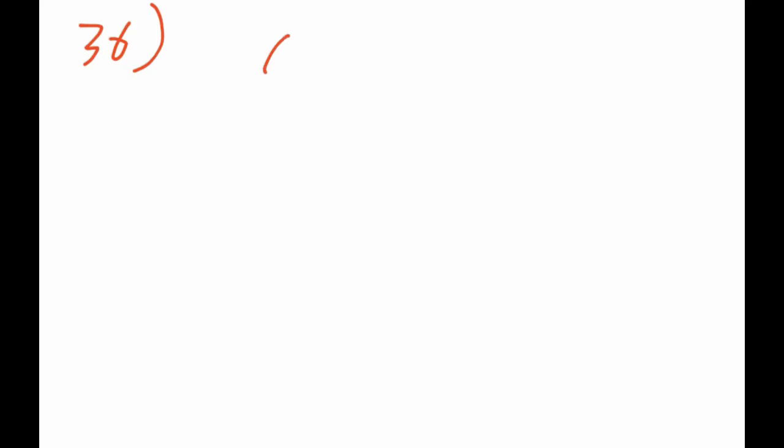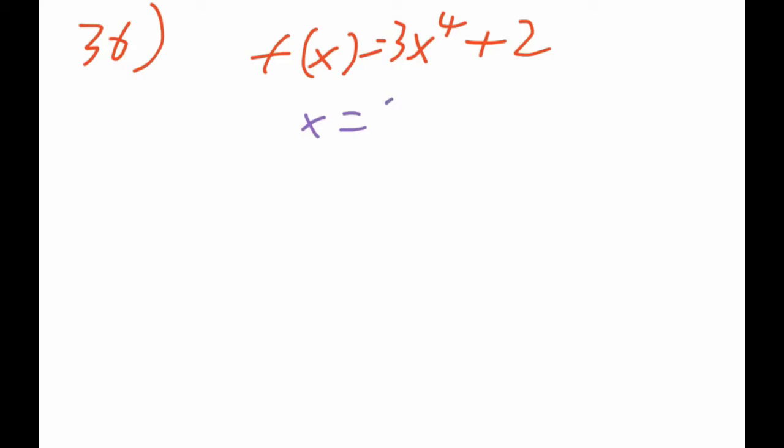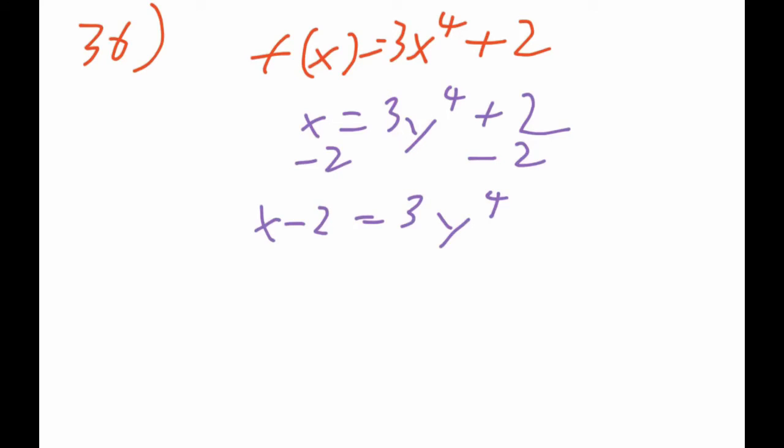For problem number 36, they ask for the inverse function, except the inverse is not a function, but we'll find the inverse anyway. First thing for any inverse is to switch x and y. Now when I subtract 2, I get x minus 2 equals 3y to the 4th. Divide both sides by 3. And we get x minus 2 divided by 3 equals y to the 4th.